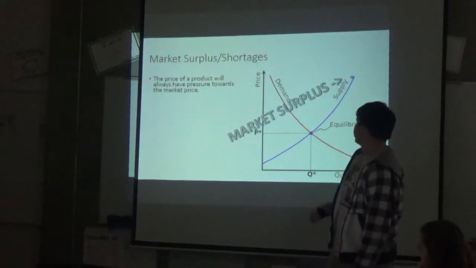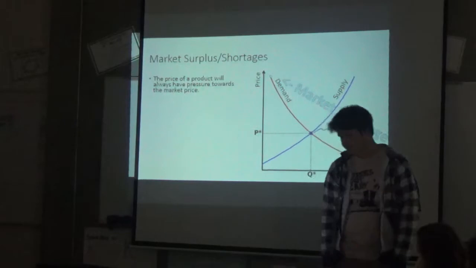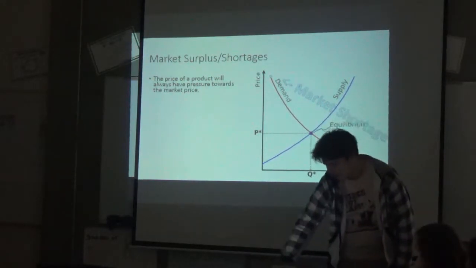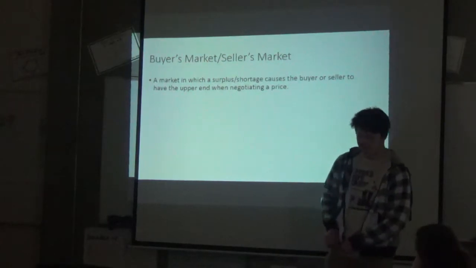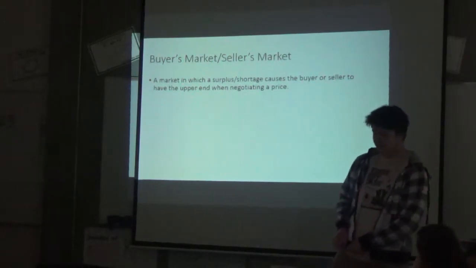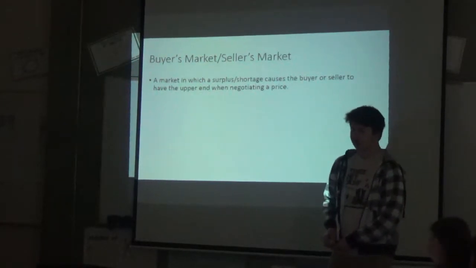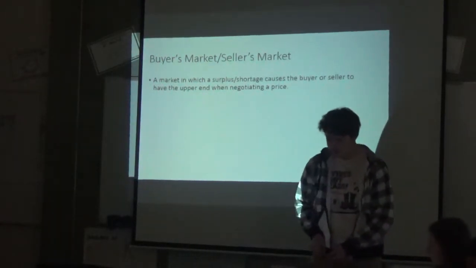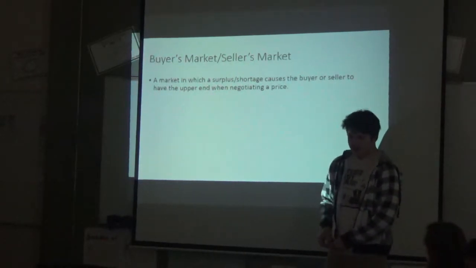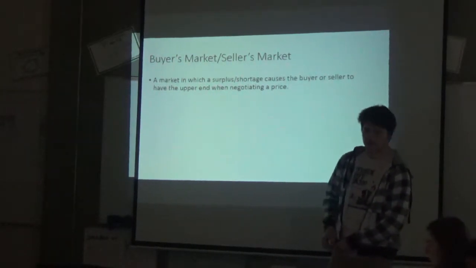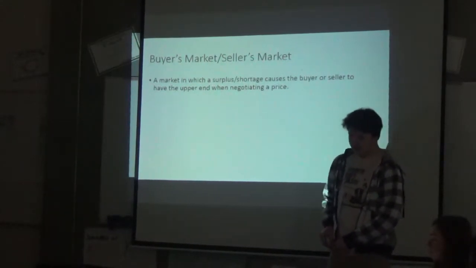And then that's an example of where a market surplus would be. The price of a product would be up there on the supply curve. And then it's the opposite for a market shortage. And the buyer's market and the seller's market, we touched on this, which is a market where a surplus or shortage causes the buyer or seller to have the upper hand when negotiating the price. In a buyer's market, the consumers have a price negotiating advantage, and in the seller's market, the sellers have the advantage. And a great example is the real estate market.